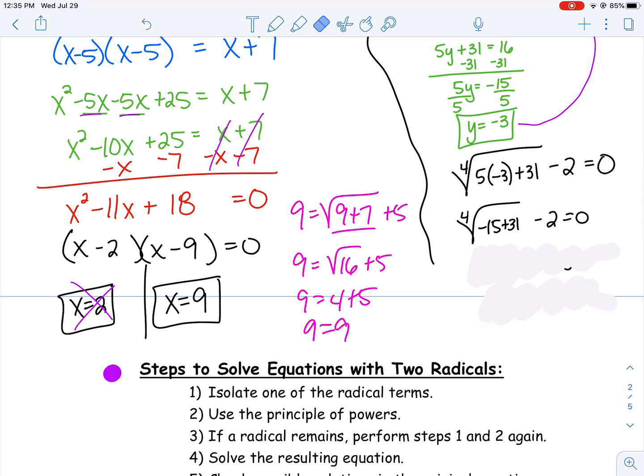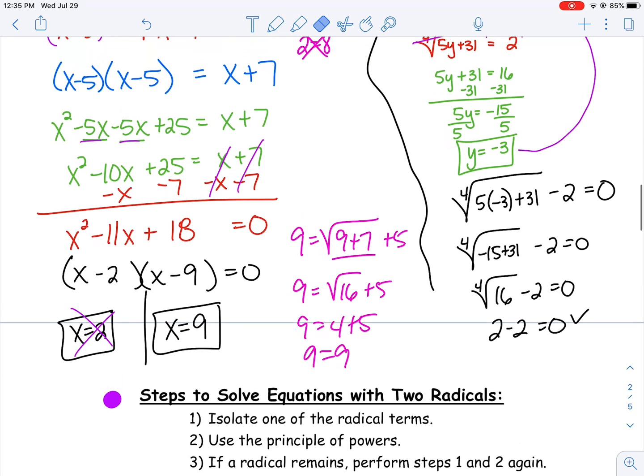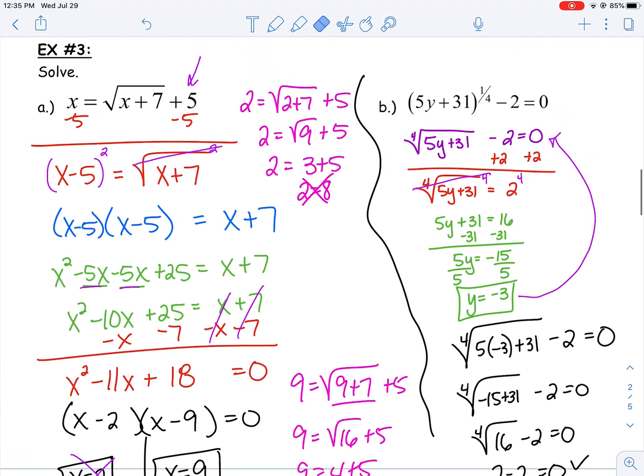5 times negative 3 is what? Negative 15? Negative 15 plus 31 is 16. Now we've got to figure out what the 4th root of 16 is. What number multiplied by itself 4 times gives me 16? You should get 2. And 2 minus 2 is 0, and it works, and so I know y equals negative 3 is the correct answer. We don't have any extraneous solutions on that one.